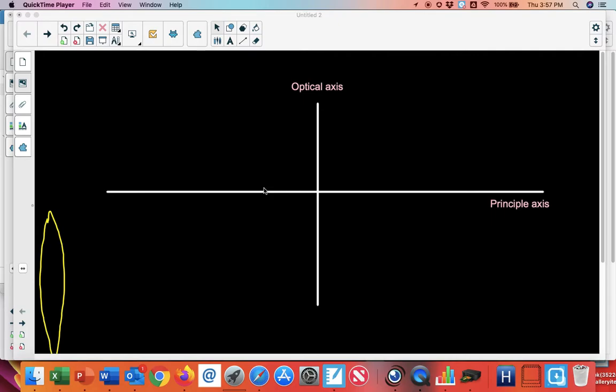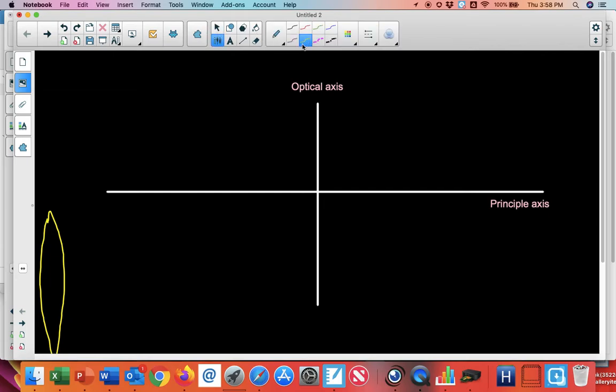This is how we draw the lenses for what we call ray diagrams. Let me write that up there, ray diagrams.